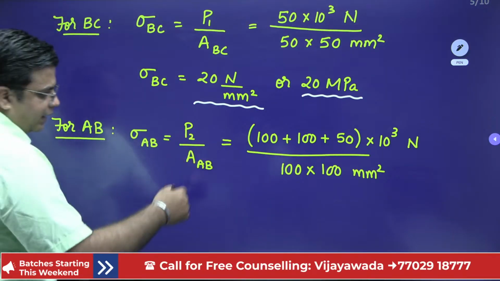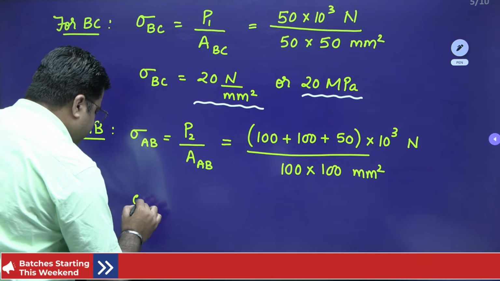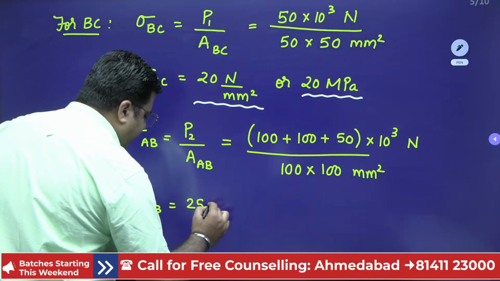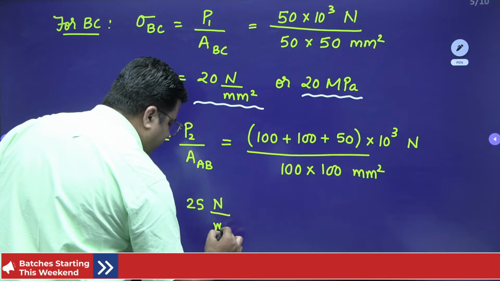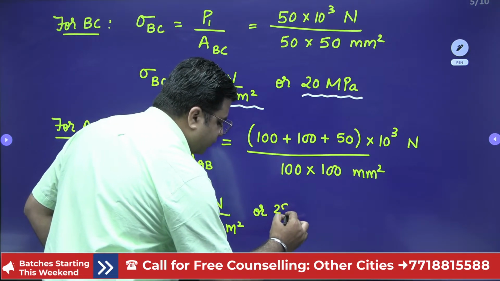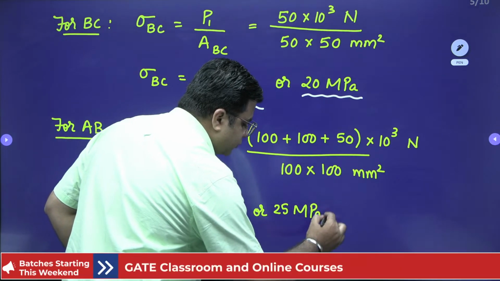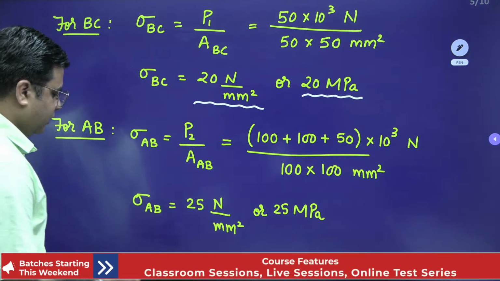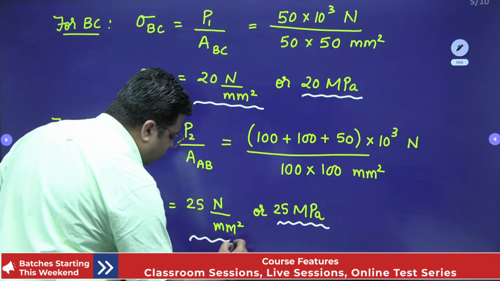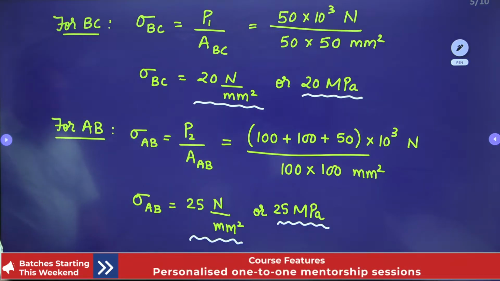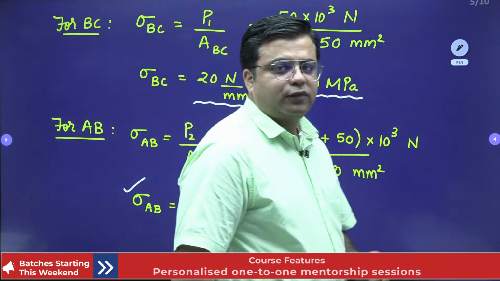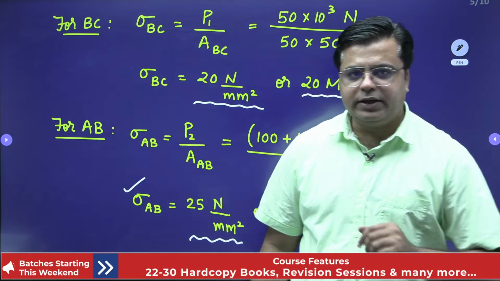When you do the calculation, you will get sigma AB equal to 25 Newton per mm square or 25 megapascal. So this is the stress value for member AB. Now just compare both of these members. You will clearly find that for member AB the maximum value of stress will happen. So this is just one part of the question that was asked in the examination.